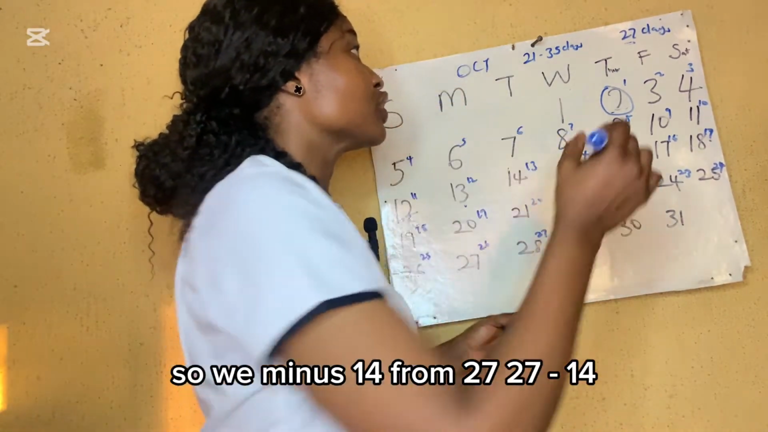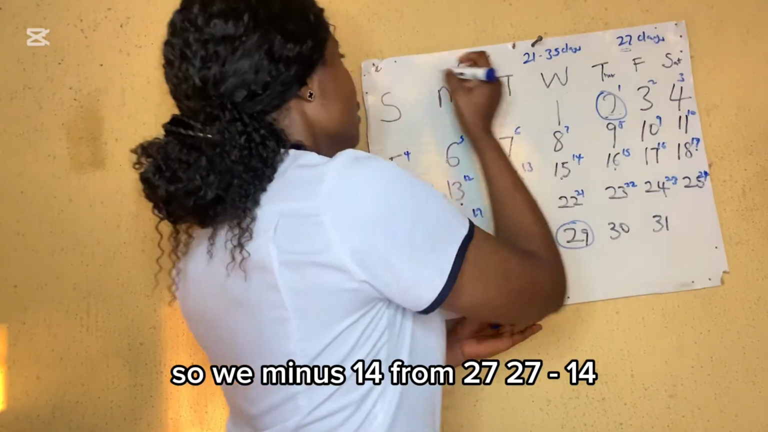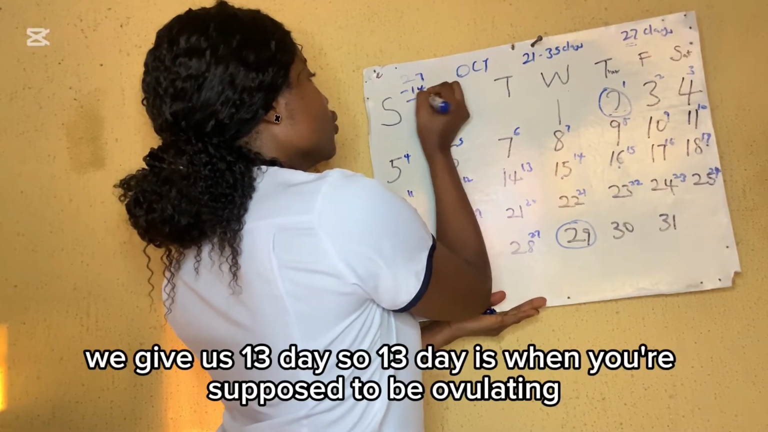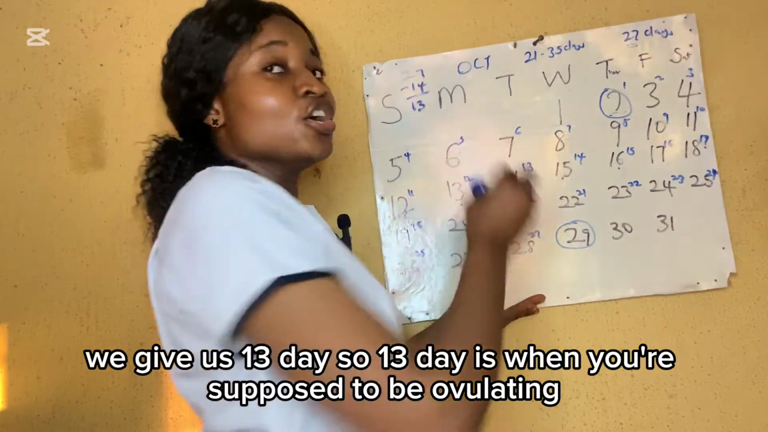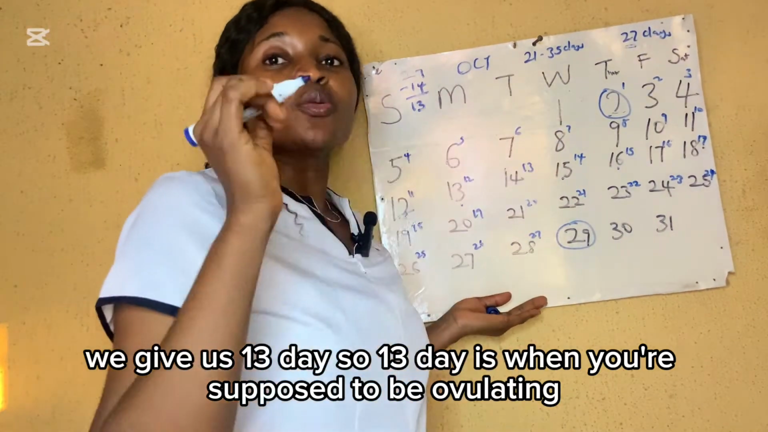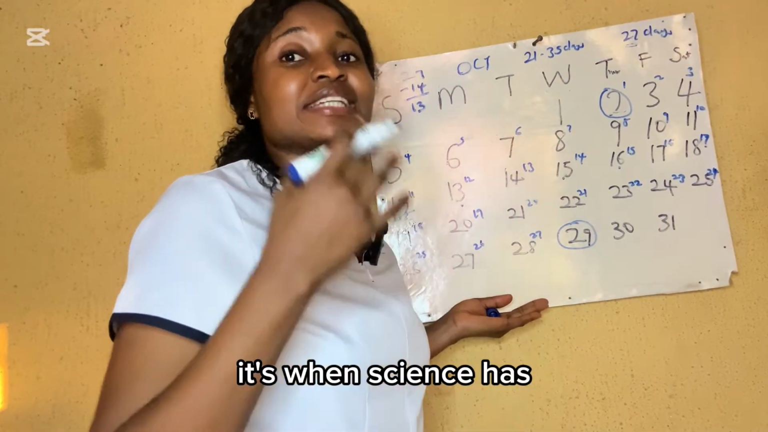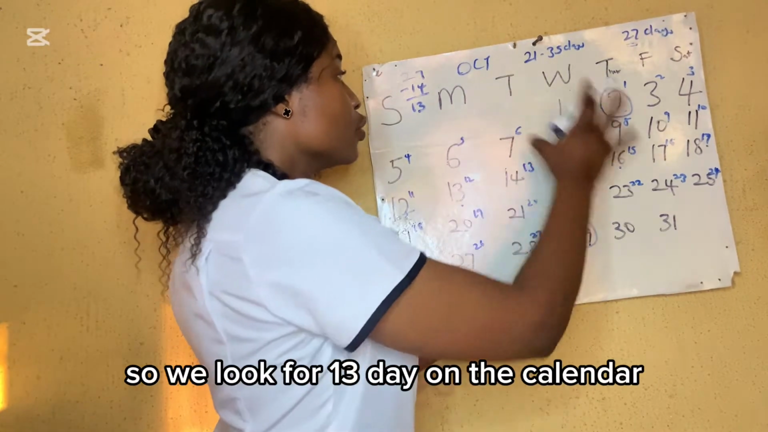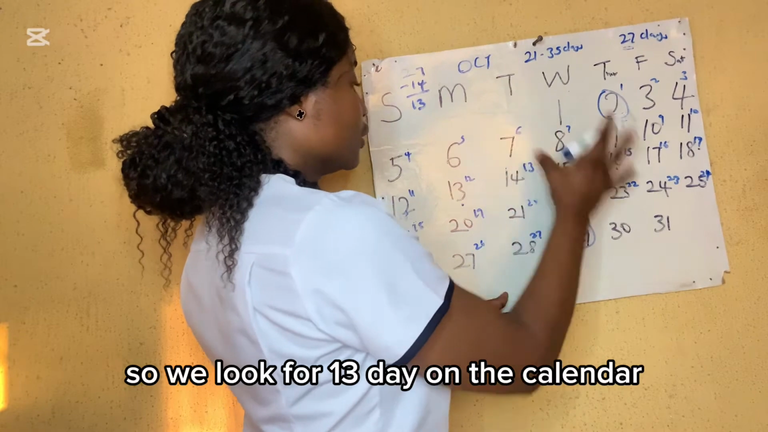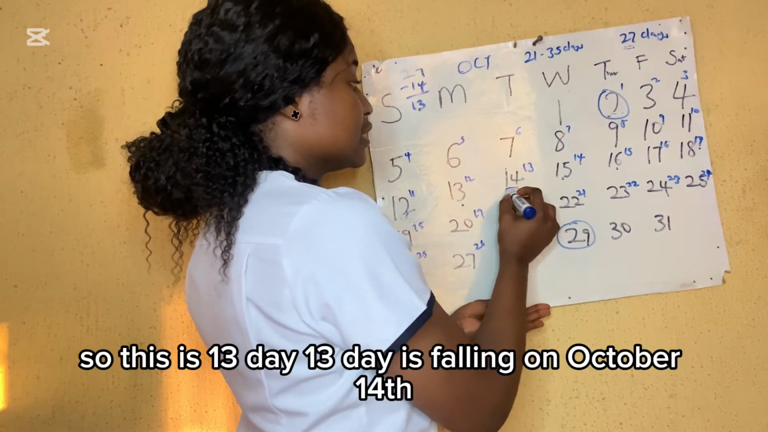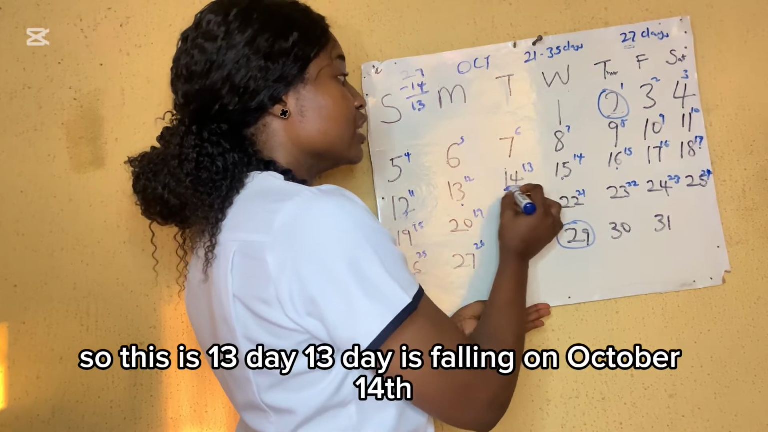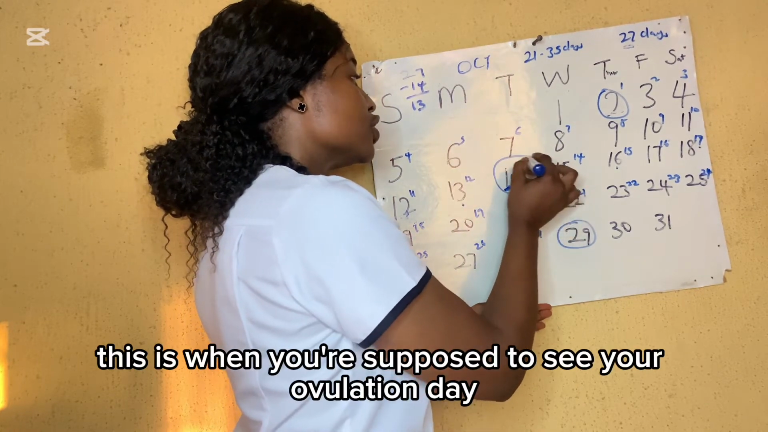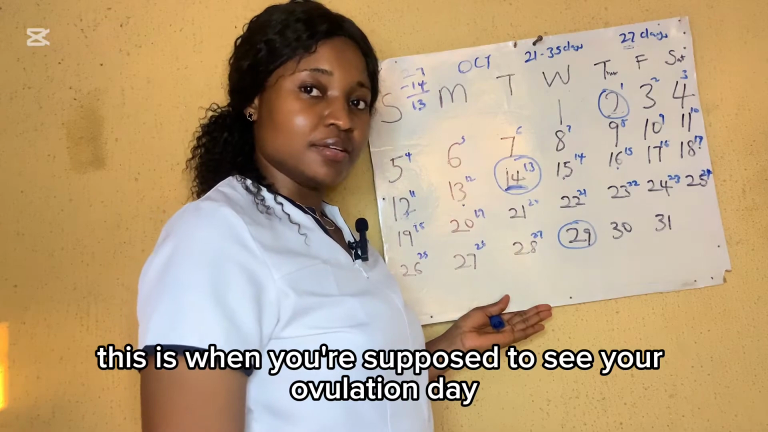So we minus 14 from 27. 27 minus 14 will give us 13 days. So 13 days is when you are supposed to be ovulating. It's when science has already predicted that your ovulation will happen. So we look for 13 days on the calendar. So this is 13 days. 13 days is falling on the 14th of October. This is when you are supposed to see your ovulation day.